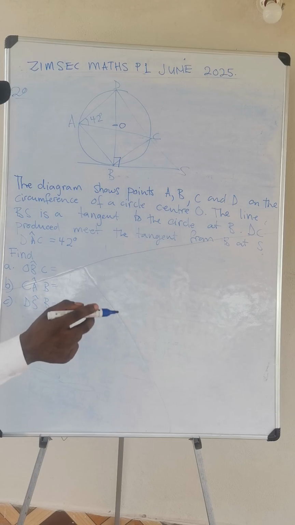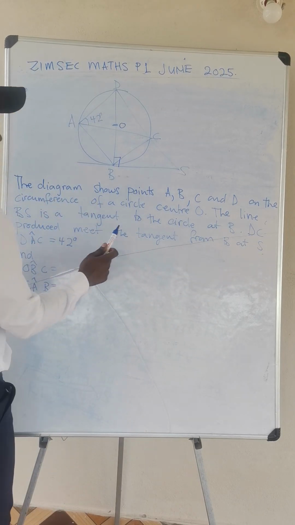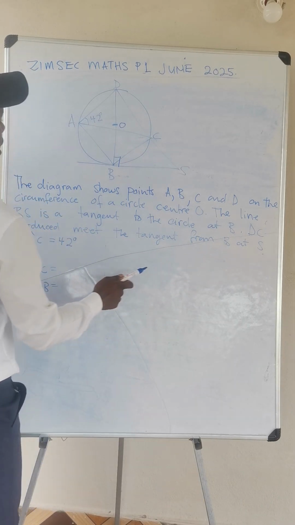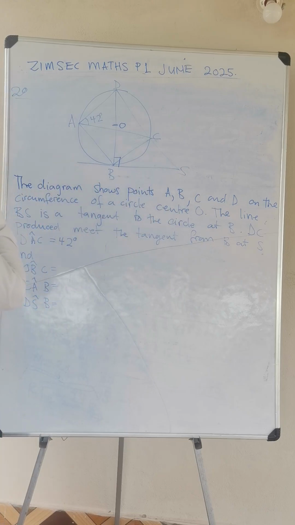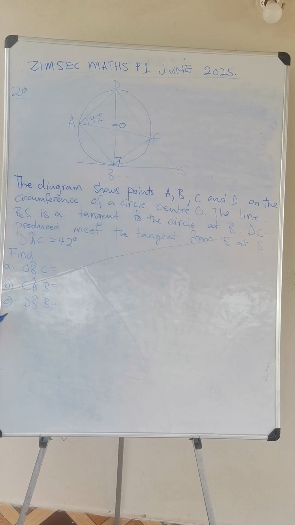Okay, let's move. DC produced meets the tangent from B at C. So this is point C. Okay, then DAC is 42. This is 42 degrees. DAC is 42 degrees.